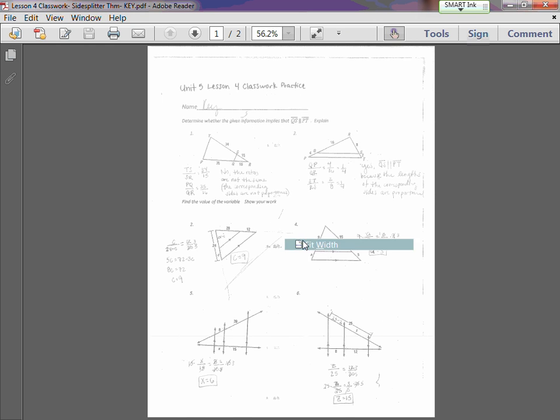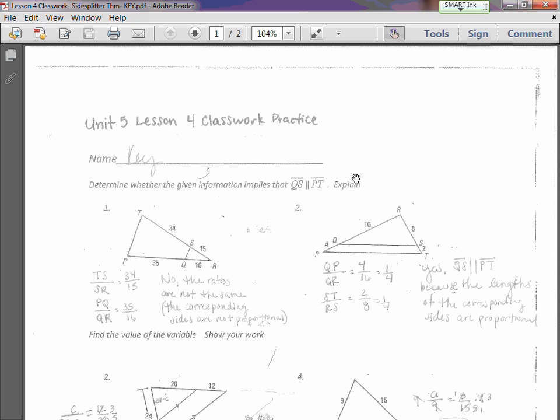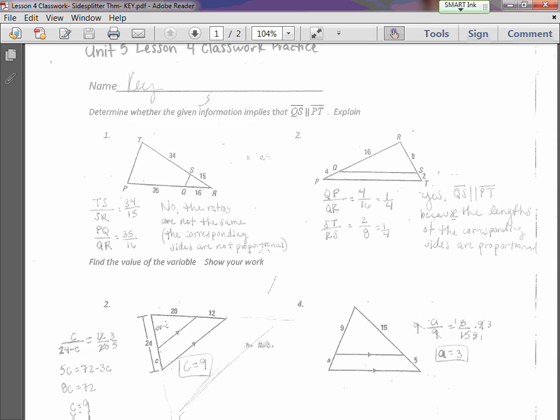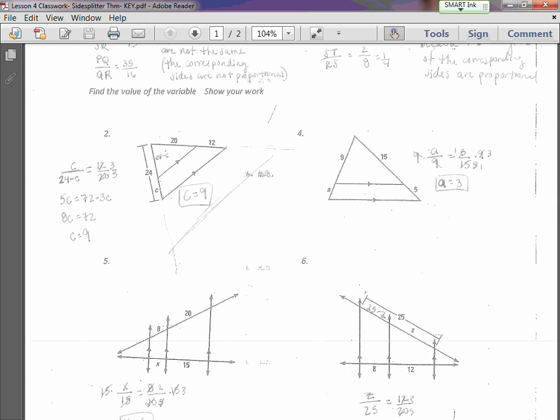Alright, so for number 2 here, again, we're comparing these ratios. We get that they are the same. Now, you might have set yours up differently. That's fine. So since the sides are proportional there, those pieces are proportional. We have they are parallel. So good if you got those two parallel. Number 2, did we get 9?